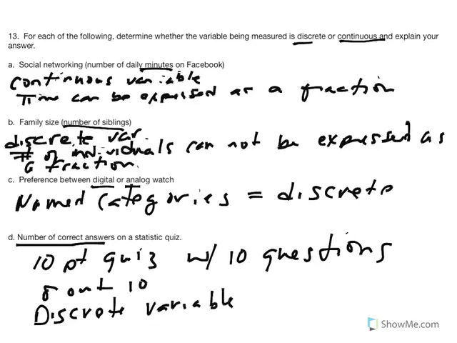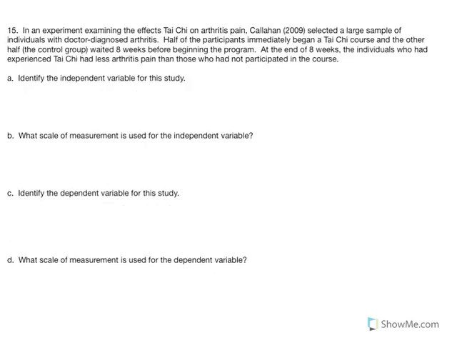Okay, let's go on to the next one. In an experiment examining the effects of Tai Chi, excuse the typo, on arthritis pain, Callahan selected a large sample of individuals with doctor-diagnosed arthritis. Half of the participants immediately began a Tai Chi course, and the other half, the control group, waited 8 weeks before beginning the program. At the end of 8 weeks, the individuals who had experienced Tai Chi had less arthritis pain than those who had not participated in the course.